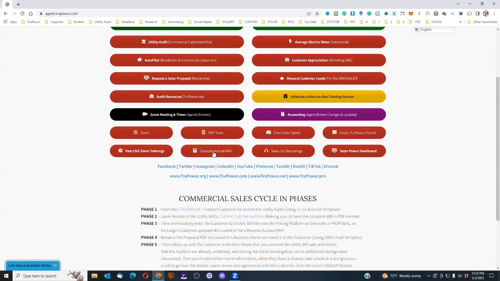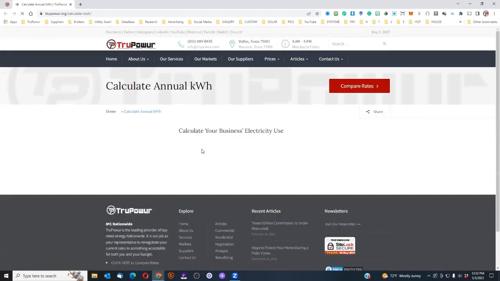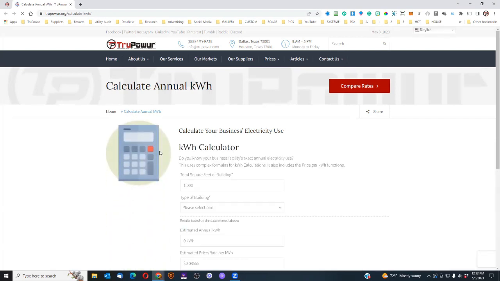The calculator for annual kWh. Don't use this a lot, but you can find it valuable if you're trying to just get a good idea as to how much a building is using from time to time. And of course, there we go.